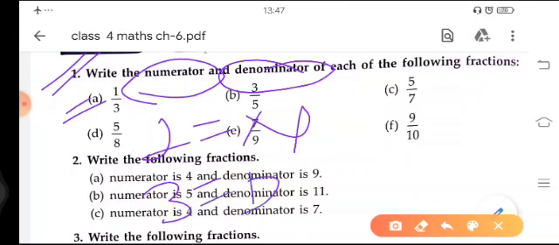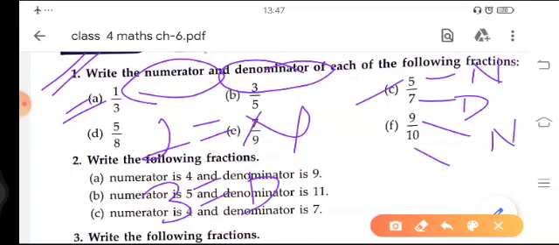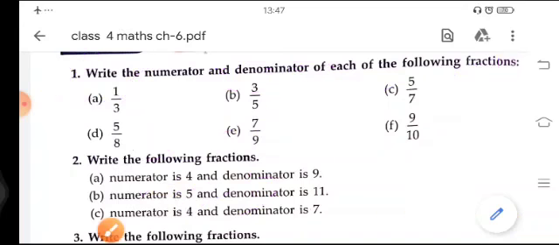3 is our denominator. If you will see the C part, 5 is what? 5 is our numerator, 7 is our denominator. In this, 9 is numerator, 10 is denominator. So that is a very simple exercise, you can say.